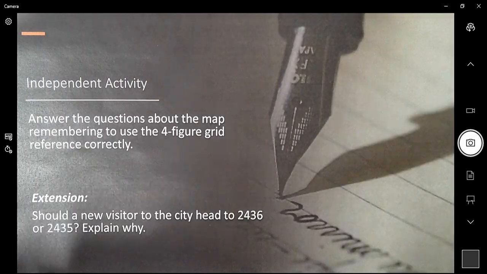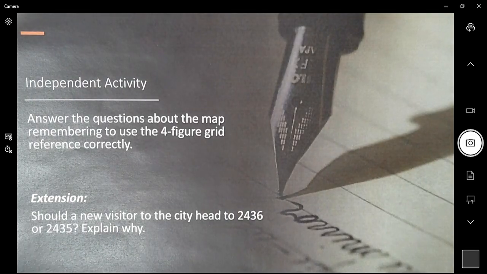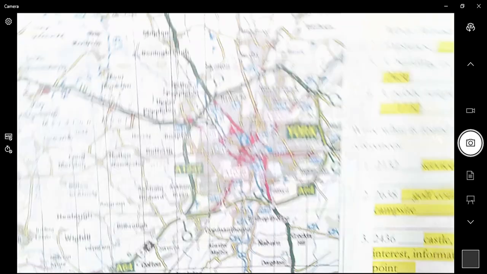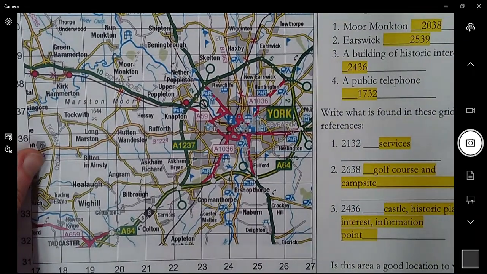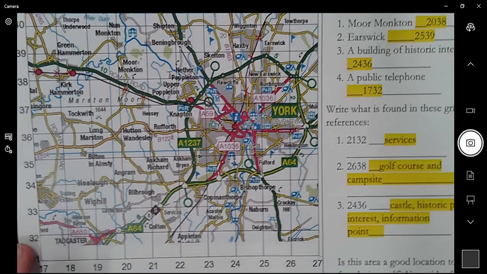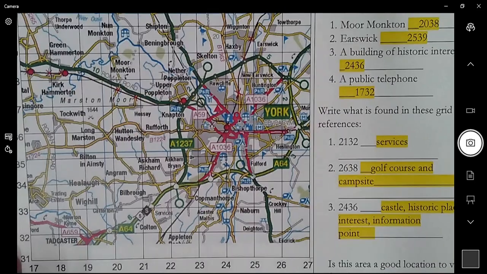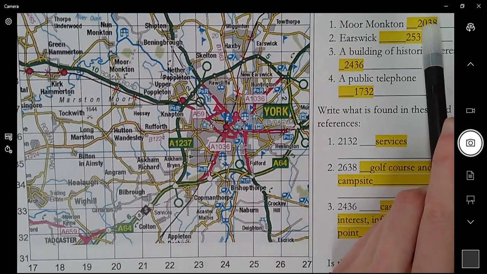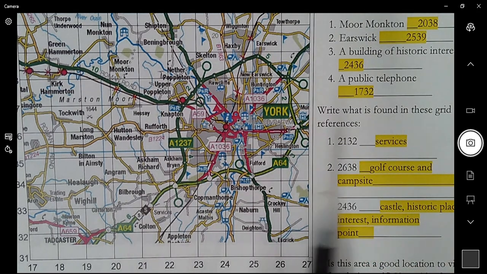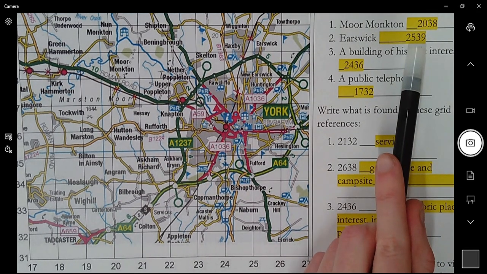Great, so I hope you got on okay with that, and I'm now just going to reveal the answers. Now these are some answers, they're not all the answers because there are plenty of options, but I'm going to run through some of the ones that I did while you were doing that. Right, so write the grid reference for Moor Monkton. The grid reference for Moor Monkton was 2038. The grid reference for Earswick was 2539.